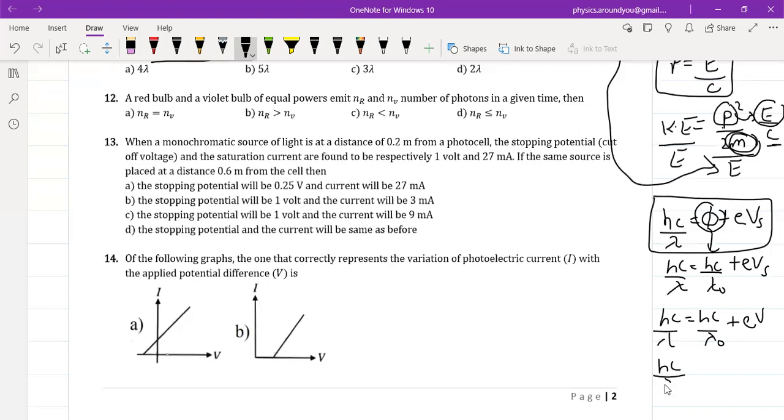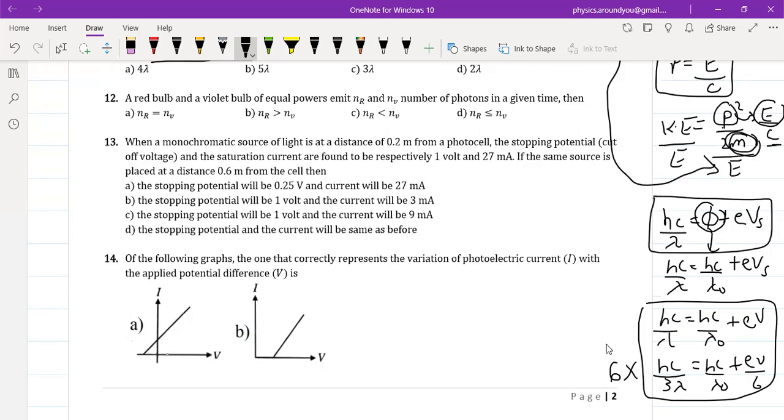Now, hc by 3 lambda. Wavelength has now become 3 lambda, then this will still remain the same. V becomes V by 6, so eV by 6. Two equations, out of which I don't need eV. So I will multiply the second equation with 6 everywhere, so that eV by 6 into 6 will just become eV. Then subtract the two equations and get lambda naught in terms of lambda.